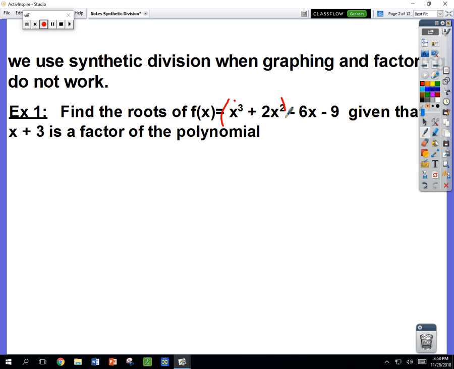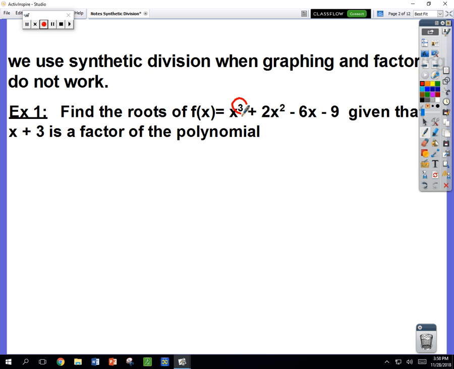So when I tried to factor this by grouping, the GCF in the first set would be x squared. And then I'd be left with x plus 2. And then in the second group, the GCF would be negative 3. And when I factored that out, I would be left with positive 2x plus 3. And then these wouldn't match. So that tells me that it doesn't factor by grouping.